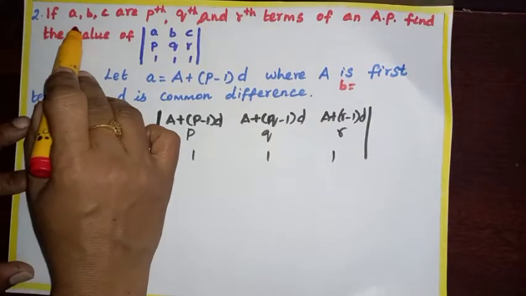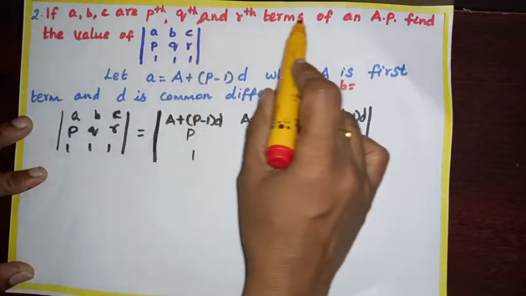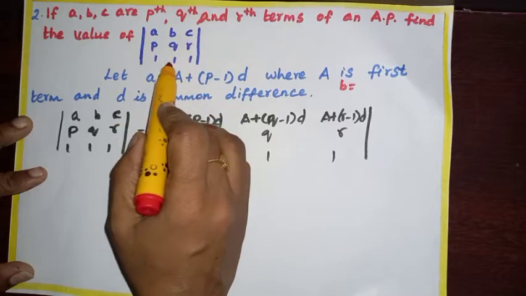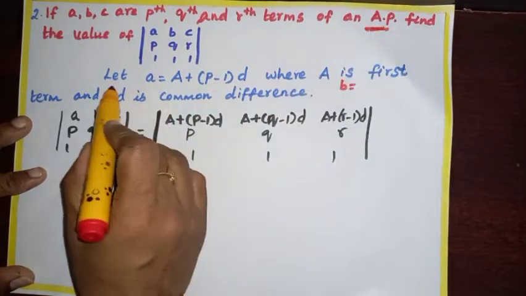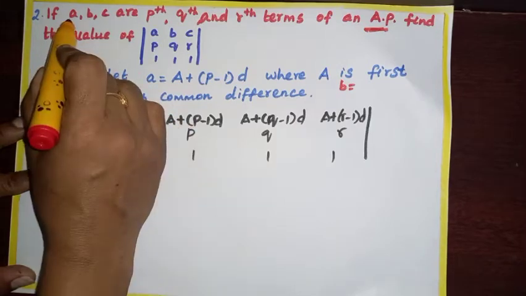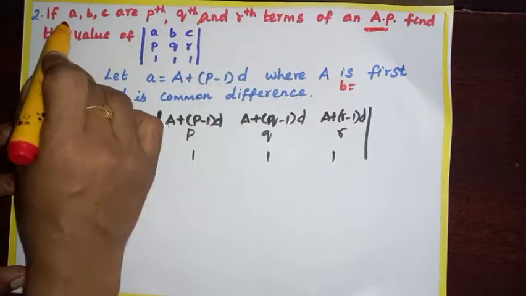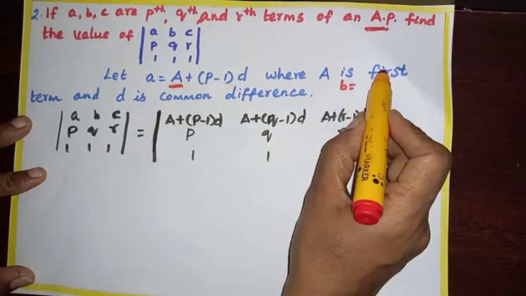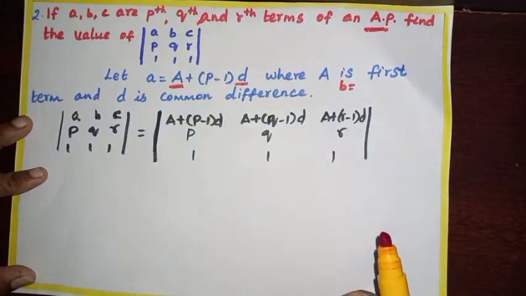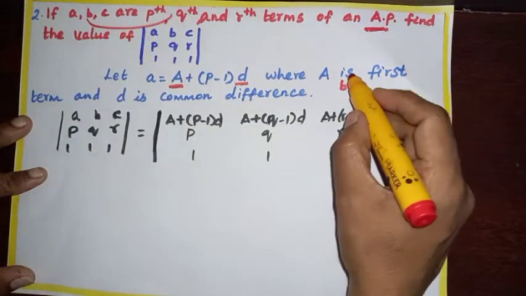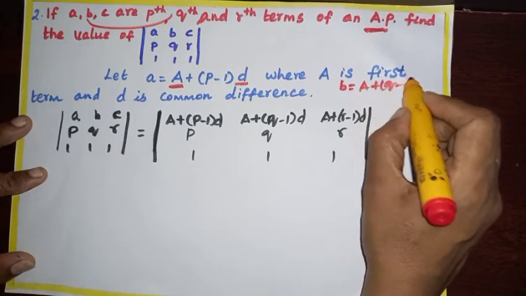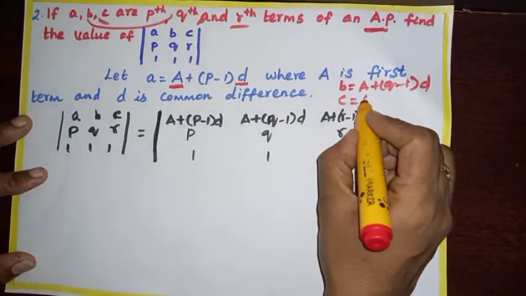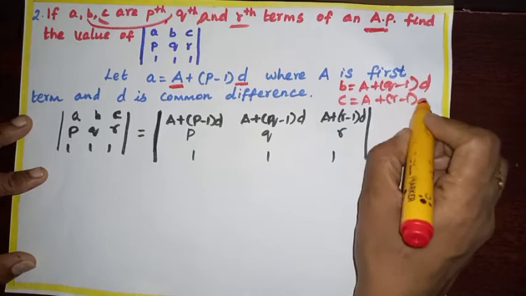Question number 2. If A, B, C are the Pth, Qth and Rth terms of an AP, find the value of the determinant A, B, C, P, Q, R, 1, 1, 1. Since it is in the form of AP, let A, B, C be the Pth, Qth and Rth terms. A equal to capital A plus P minus 1 into D, where capital A is the first term and D is the common difference. B is the Qth term. B equal to capital A plus Q minus 1 into D. C is the Rth term. So C equal to capital A plus R minus 1 into D.